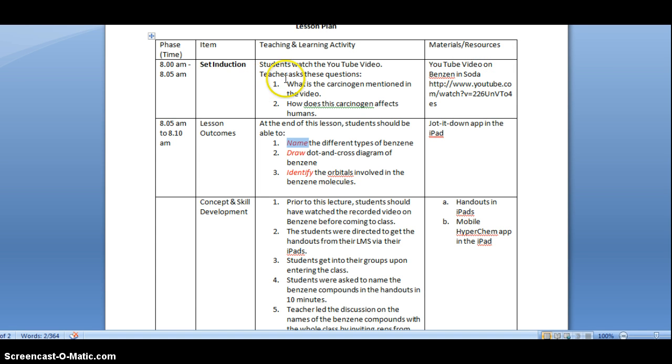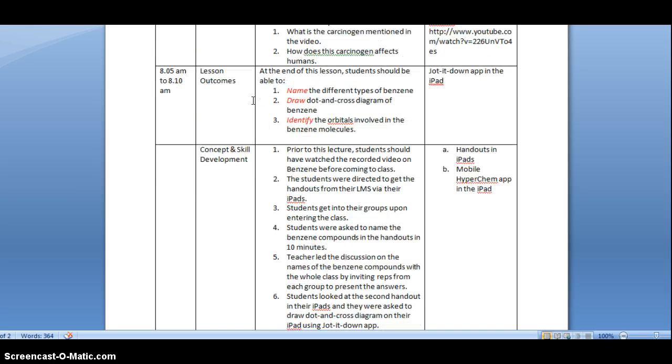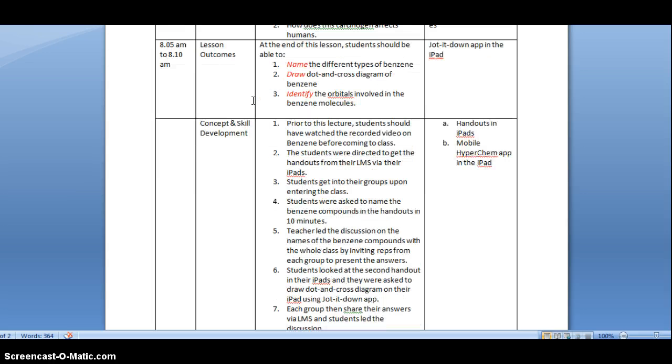And then the teacher asks these questions. After your students have watched the video, you can ask these questions. Question one, what is the carcinogen mentioned in the video? Number two, how does the carcinogen affect humans? At this point, please make sure that if your students want to answer the questions, ask them to raise their hands first. Do not encourage chorus answers.